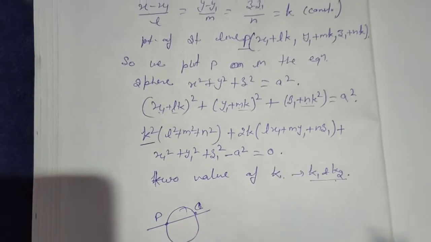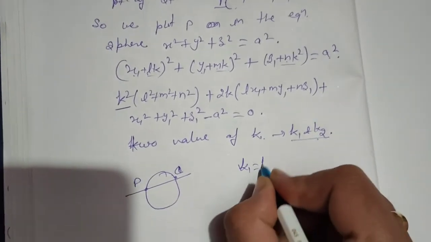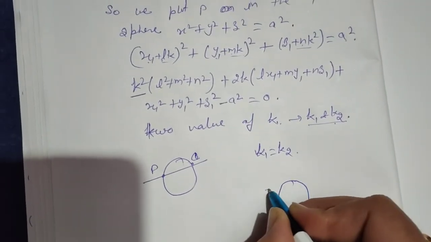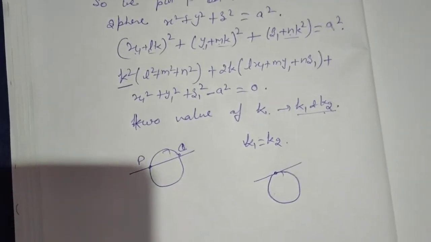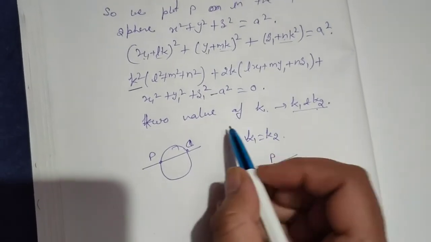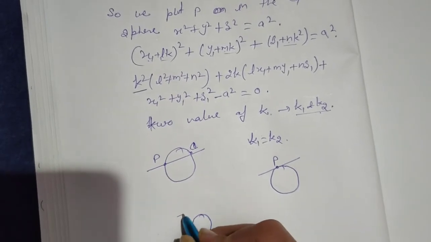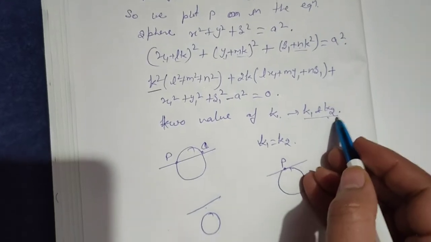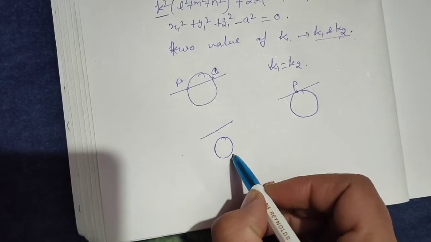If these two values are different, this shows that the straight line cuts the sphere at 2 points. Both values are the same when k1 is equal to k2. This shows that the straight line touches the sphere at 1 point P. Otherwise the straight line does not touch the sphere, which shows that both values are imaginary, not real values, so the straight line does not cut the sphere.